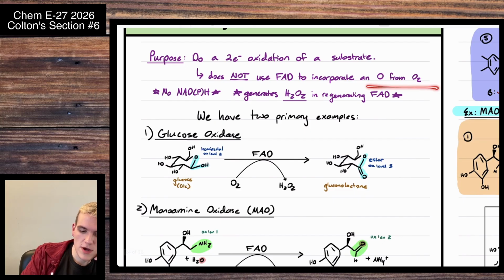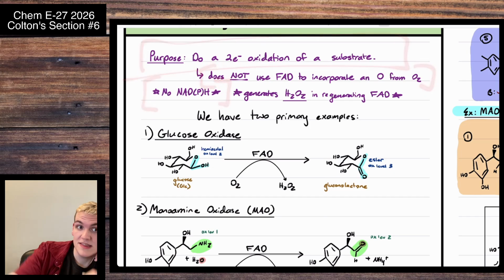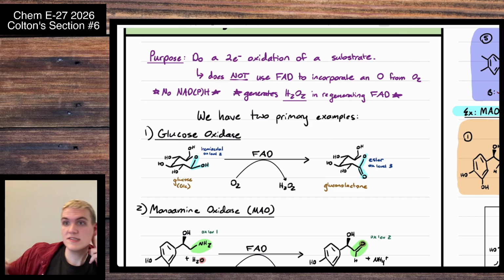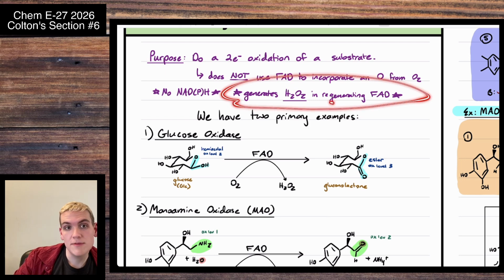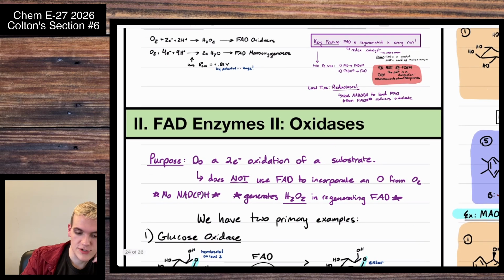We also do not need NADH or NADPH like a reductase would need. So these are features that it doesn't need. The oxidase is honestly, to me, kind of like the baseline model because she doesn't really bring anyone else to the party. The other general feature is that it generates H2O2 during the process of regenerating FAD. So it's going to be doing this 2-electron reduction of O2 to H2O2.